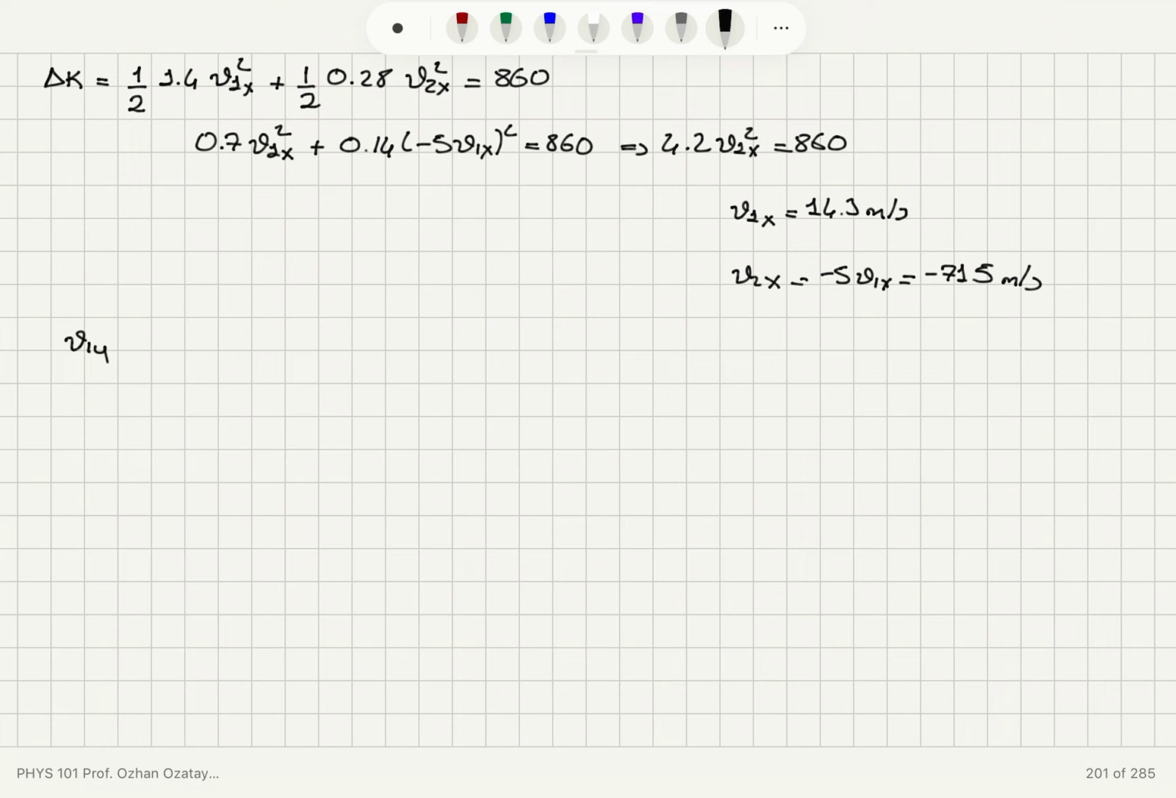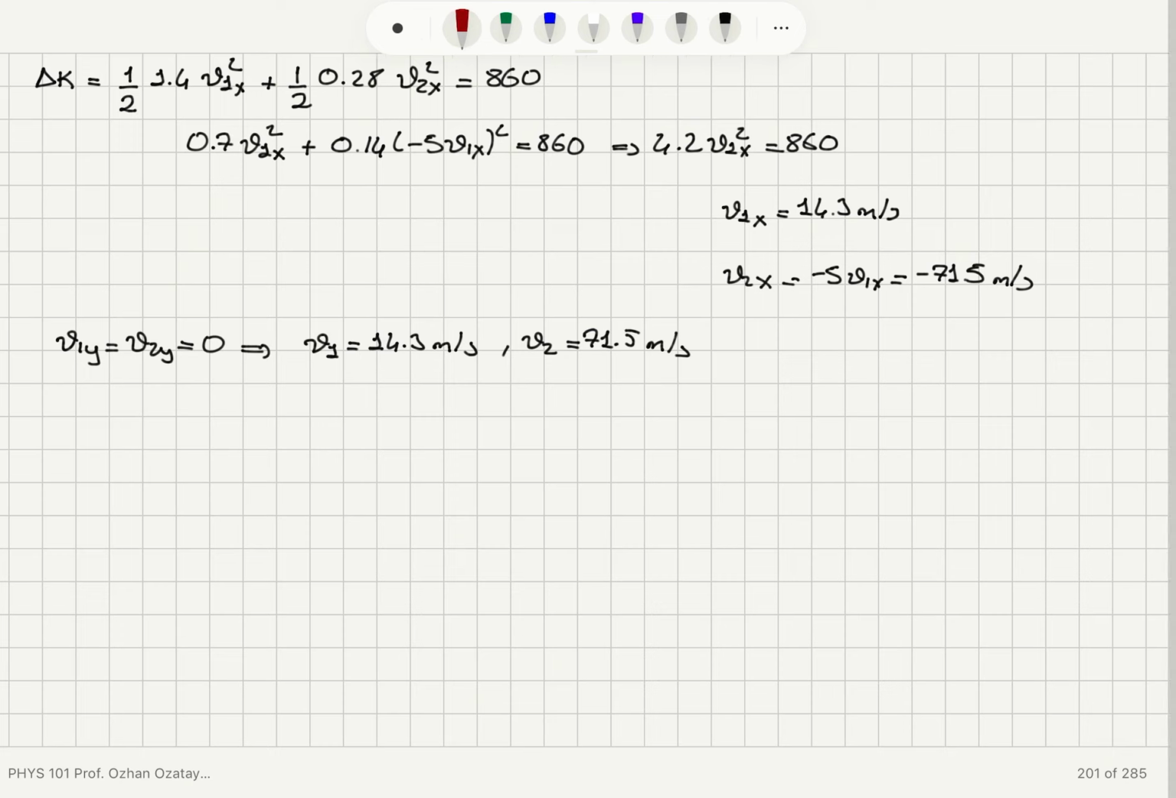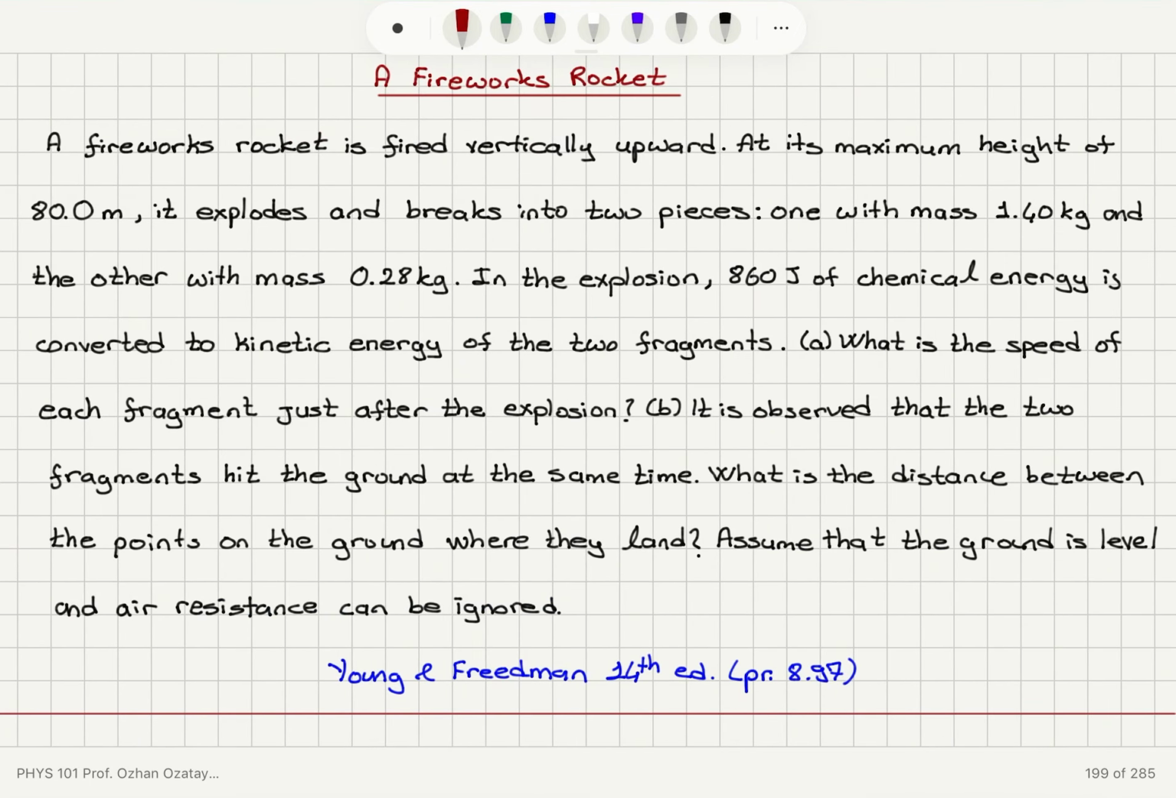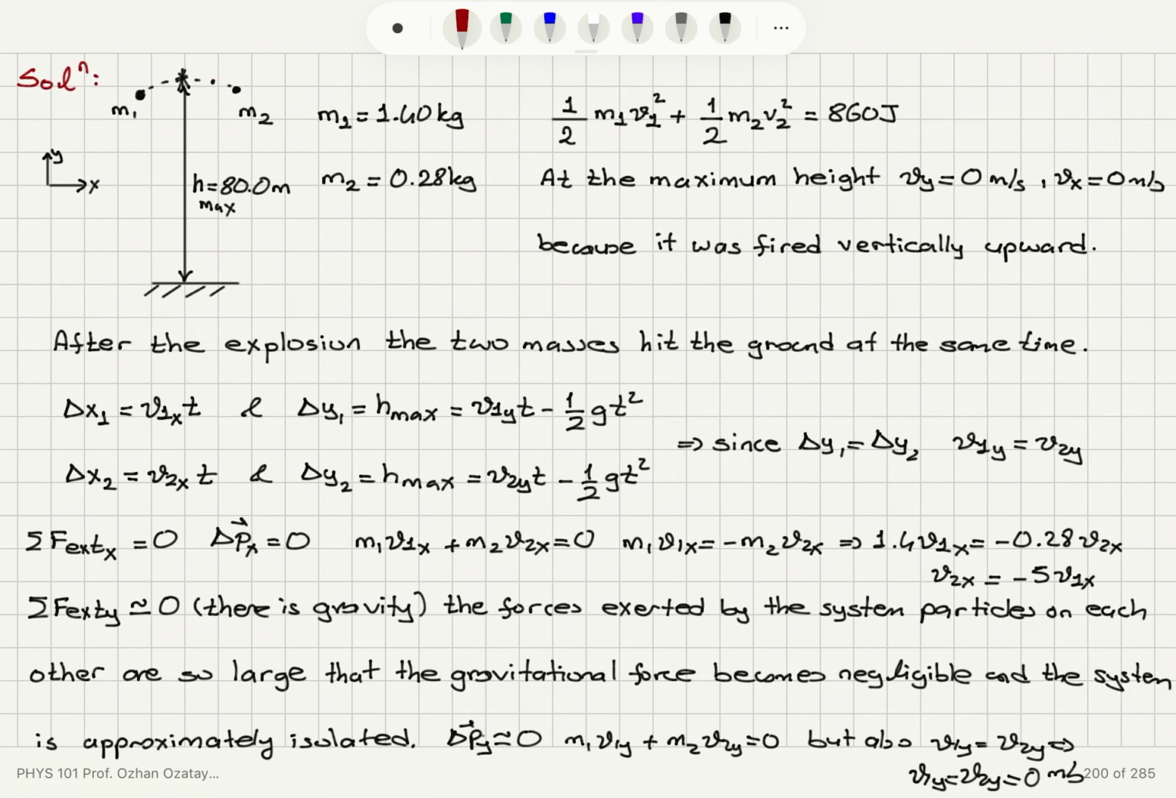And v1y and v2y I have found to be 0. Therefore, the speed v1 is 14.3 meters per second, and the speed v2 is 71.5 meters per second. So these are the speeds of the two fragments, and they're moving only on the x-axis. Okay, so part B asks me what is the distance between the 2 points on the ground where they land.